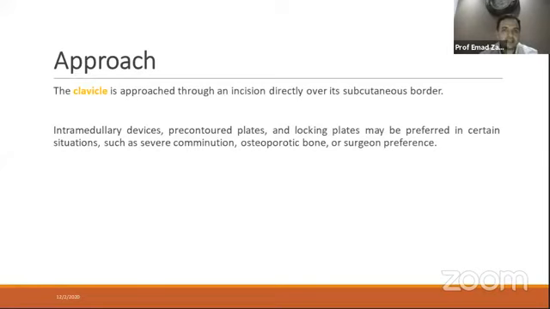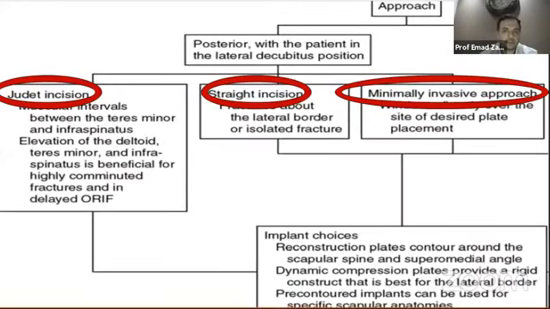On the other hand, to approach the scapula, we have 3 approaches. The Judet approach is the universal approach and the major approach, and the straight approach is a vertical approach or minimally invasive approach. Also, the implant of choice varies from recon plates, dynamic compression plates, and pre-contoured plates.